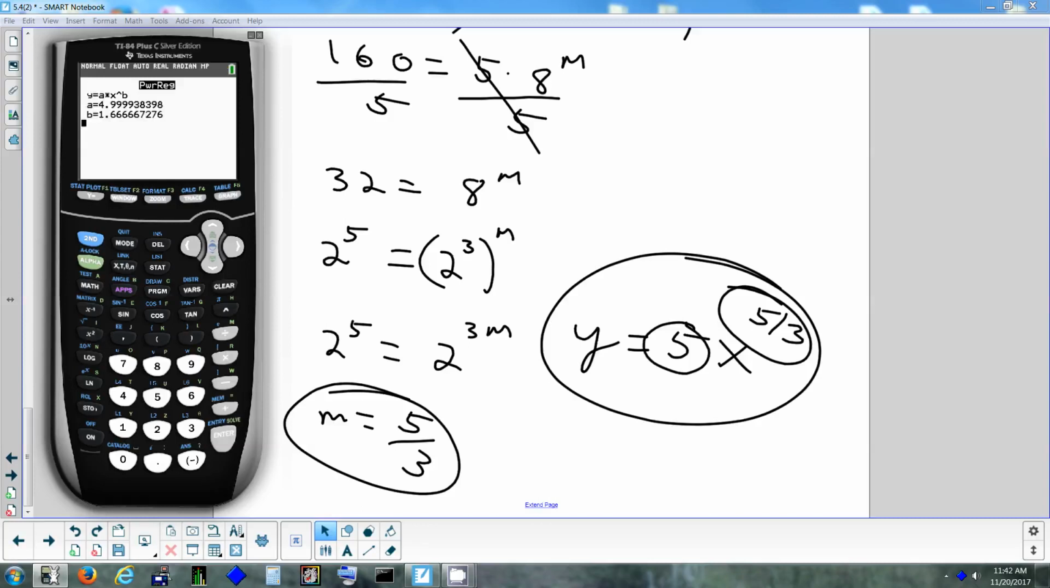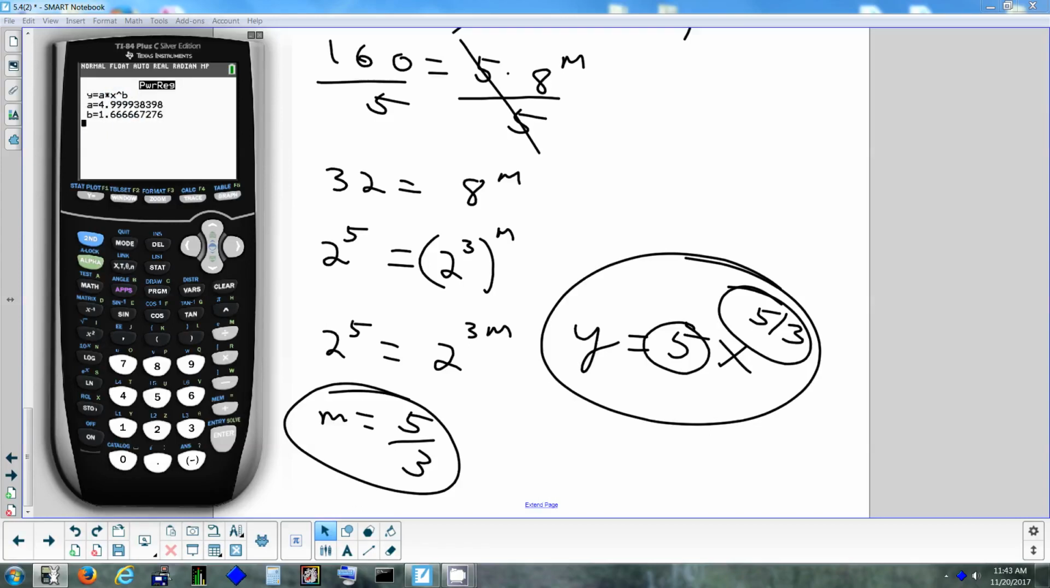So it got 4.999993 for A, which is the number in front. They might call it different letters. I can't control the letters they use, but just look at the position in the formula. Now the B is the exponent, 1.666666727. So if you were to divide out 5/3, that's 1 2/3, 1.6 repeating. Okay, so it got the same thing we got.